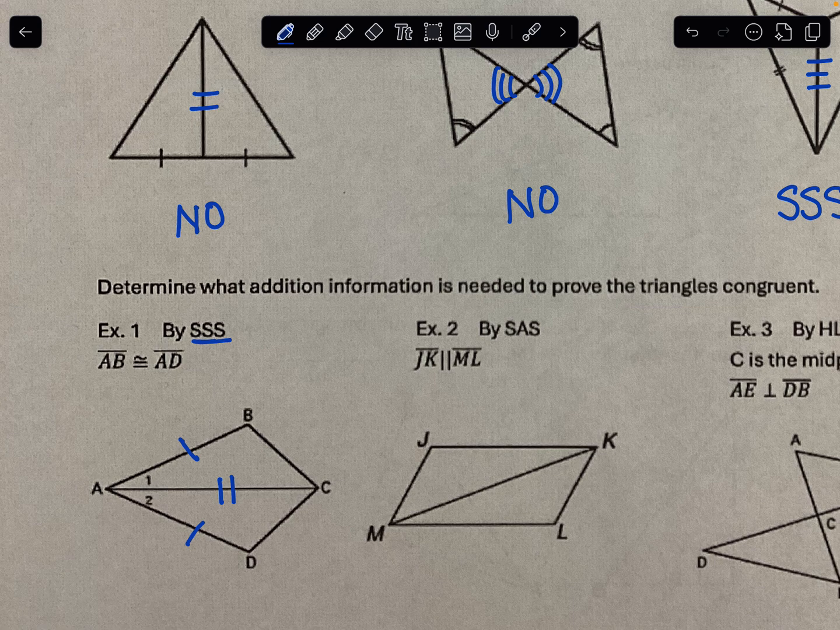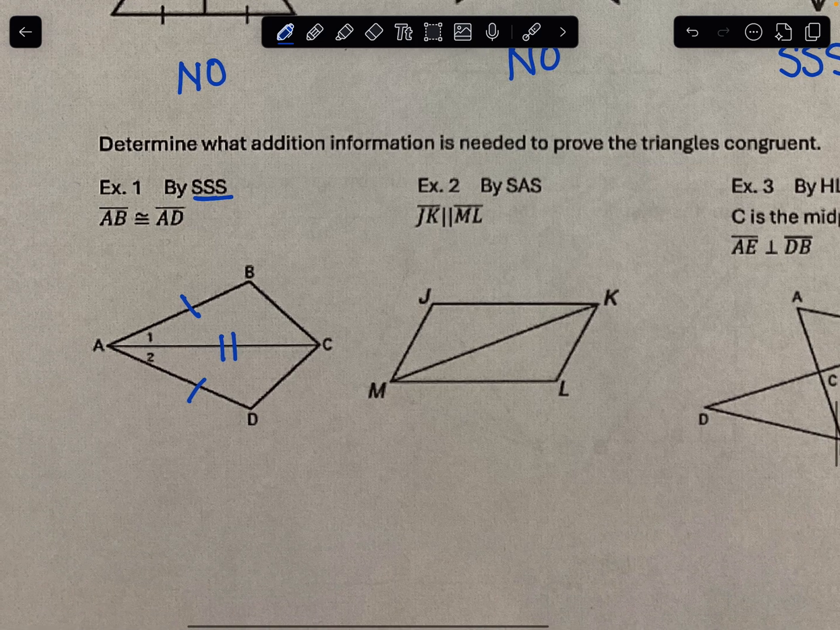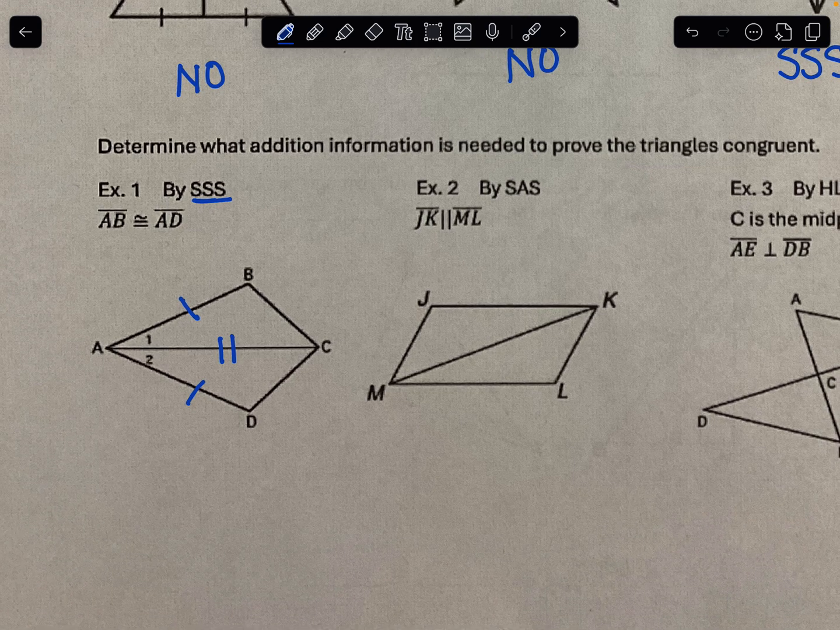So for side, side, side, what other piece of information would they have to tell us? BC is congruent to BC. Good. Yeah, they would have to tell us that last set of sides is congruent to each other. Okay?